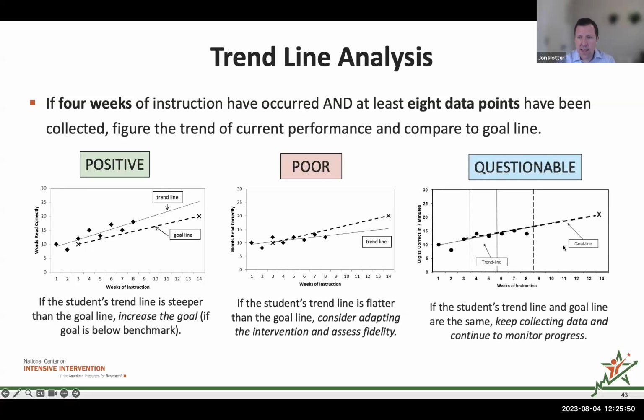Right? And then this one, if the student's trend line and goal line are the same, so they're about on par with each other, similar, I would keep collecting data and continue to monitor progress. And you may see that trend line go up, trend line go down as you collect more data, and maybe you can make a better informed judgment. But again, the goal line is the growth that we want to see in order for kids to meet that end of year benchmark or end of year goal. So if they're on it, then great, continue doing what you're doing, collect more data until we see a student deviate from that, if we do.